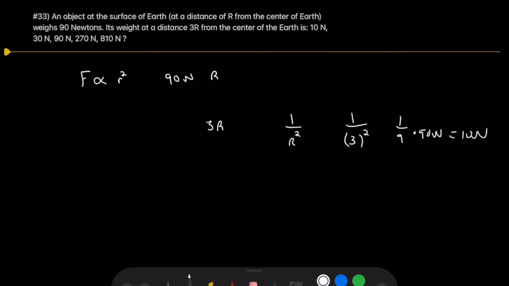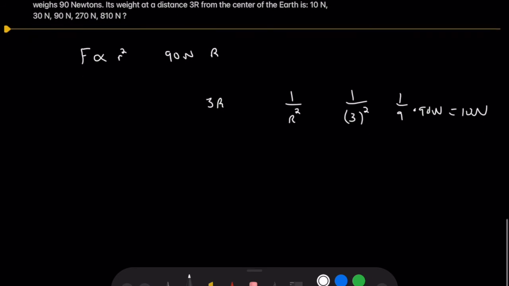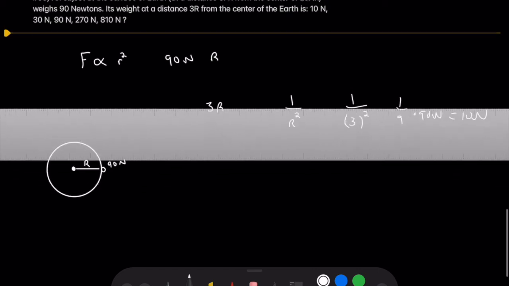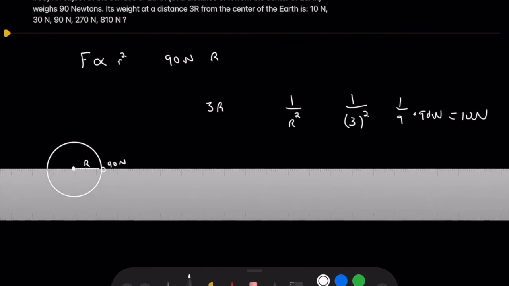So that's the really quick and dirty way of doing it. If we want to look at some hard numbers and a little diagram of this, let's say that this is the Earth and the center of mass is there. This r distance is the radius of the Earth, and then we have a body here experiencing 90 newtons of gravitational force. We want to know what it is experiencing at 3r.